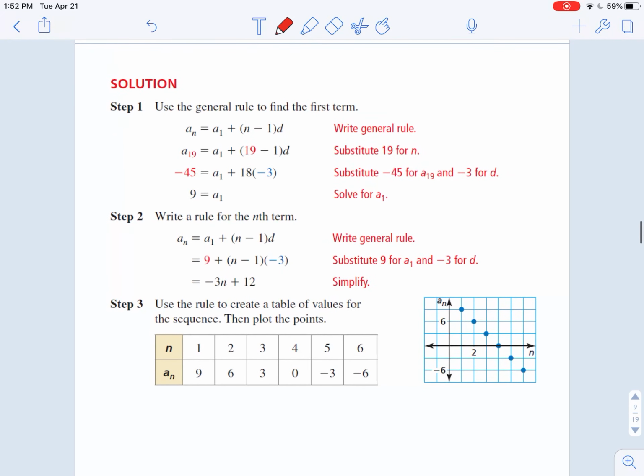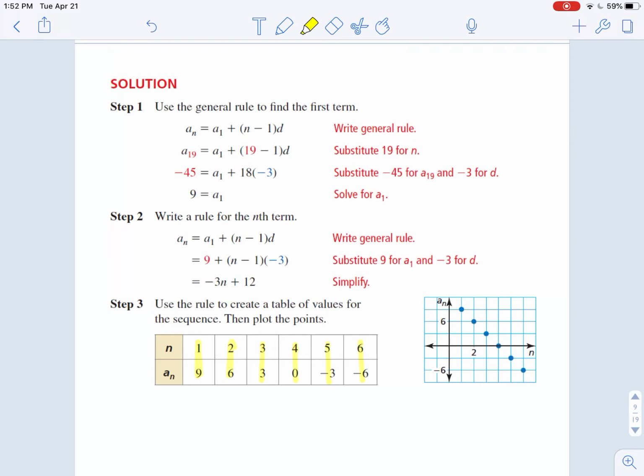So you can see they're working through the same thing that we did earlier. The one thing I do want to point out is they made a table of values. So they found that the first term was in fact 9 and the second term was in fact 6. And because we can see that the common difference is negative 3, we can just use some arithmetic to work forward. So they're generating this table of values.